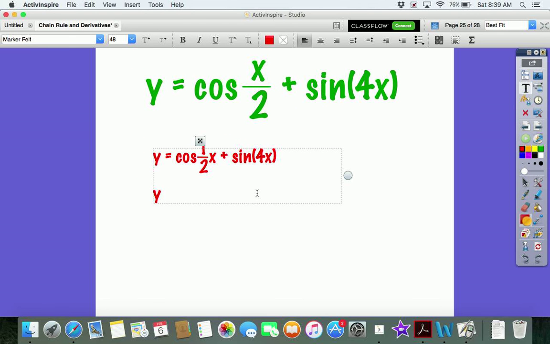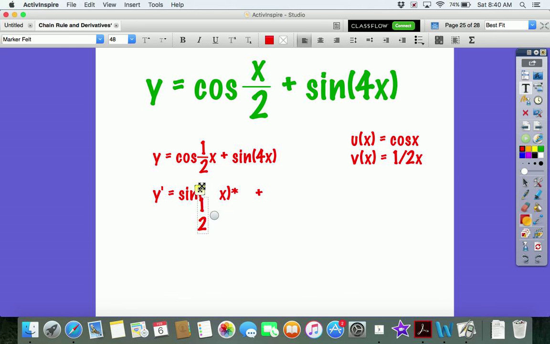So to find the derivative, make sure we use our proper notation. For this very first one, remember we want our two functions, so we have u of x equals cosine of x, and v of x equals 1/2 x. We take the derivative using chain rule. We take the derivative of the outside with respect to the inside, and then we multiply it by the derivative of the inside, which is yet another 1/2. So this will be a 1/2 x here, and then we multiply by 1/2 on the outside, because that's the derivative of 1/2 x.